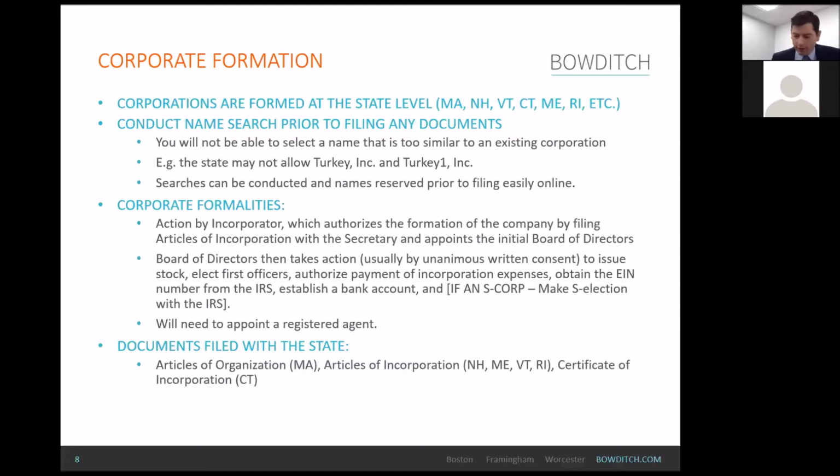I would appoint your initial board of directors. The board of directors would then take action, usually, again, by unanimous written consent, to issue stock, elect the first officers, authorize payment of incorporation expenses, obtain your EIN number, which is the tax ID number from the IRS, and establish a bank account. And if you're going to make that S election and become an S Corp, the board of directors would authorize that as well. You'll also need to appoint a registered agent, but that's done when you're filing your articles of incorporation.